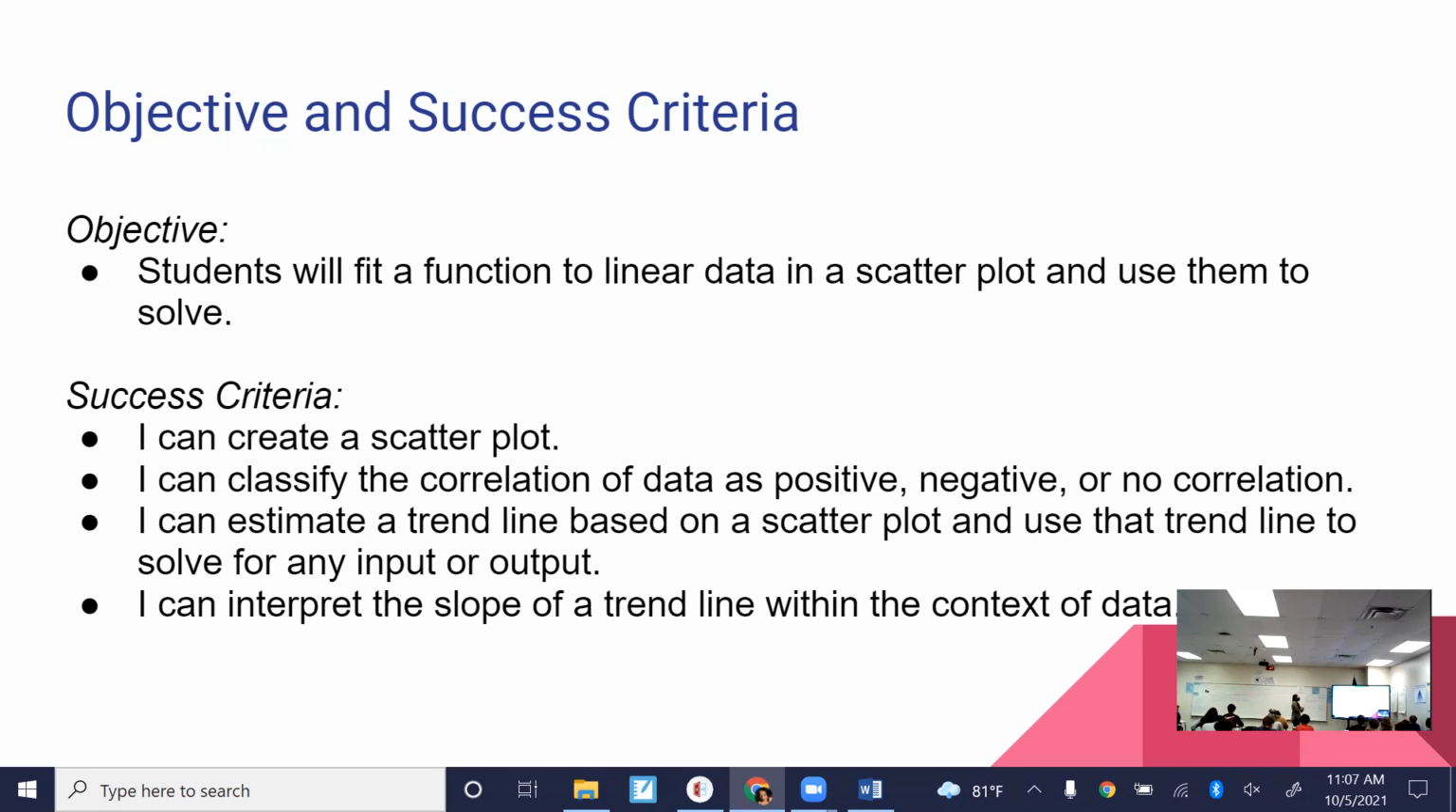Then you need to be able to classify the correlation as positive, negative, or no correlation. Sometimes they switch that word correlation and say association. All right, how are the variables associated with each other? Same thing. Just tell me, is it trending positive, negative, or no correlation?